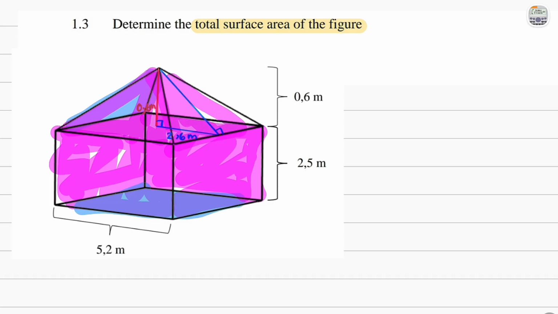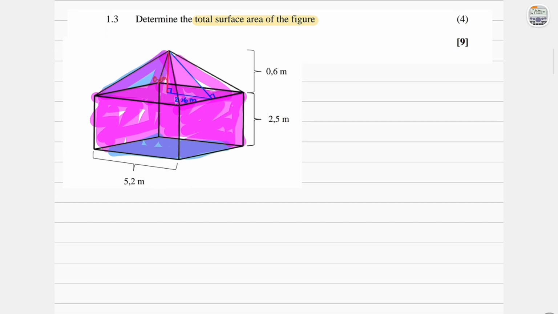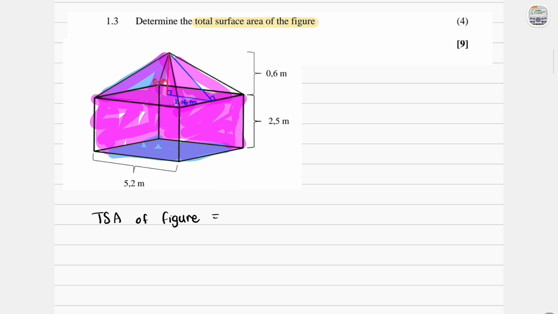So we just need to consider this carefully. Okay, so I'm not going to find things separately. I'm just going to put them all down as one. So to find the total surface area of this figure, we are going to first consider the bottom, the base. So we need the area of the base.